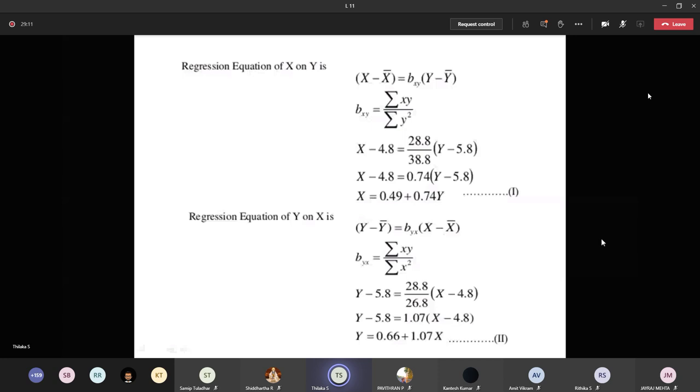So the y bar value is 5.8 and x bar value is 4.8. Sigma xy is equal to 28.8 and sigma x squared is equal to 26.8. From the table values, you just have to substitute all the values here and simplify those values, and you will get the equation y is equal to 0.66 plus 1.07x. So after calculating these two equations, equation 1 refers to the x on y equation and equation 2 refers to the y on x equation. Okay, that's the end of the regression equation problem.